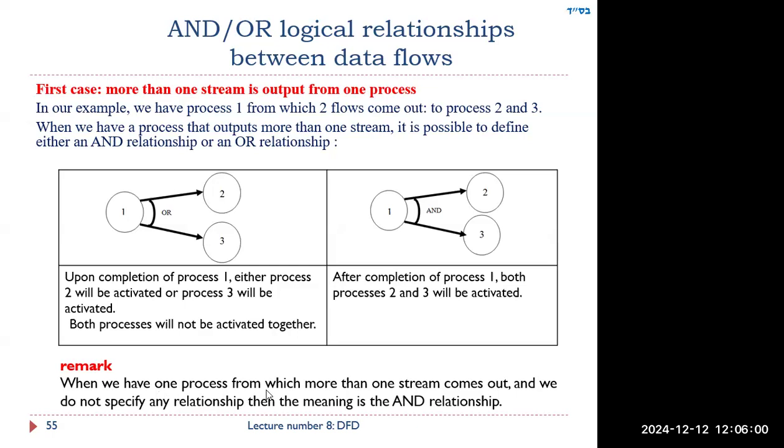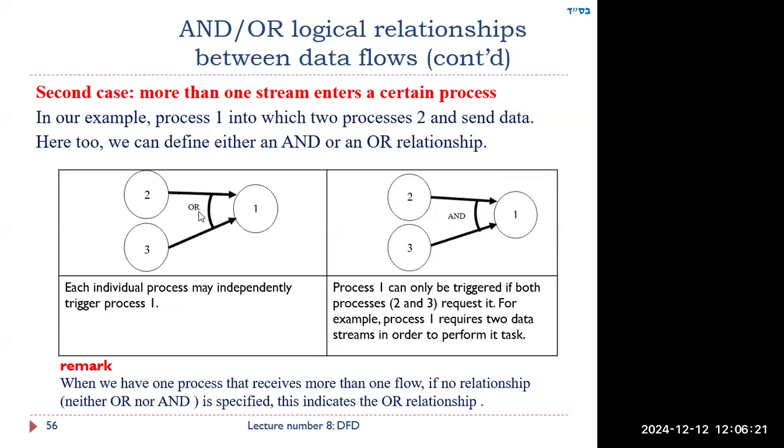When we have one process from which more than one stream comes out, and we forgot to specify the relationship, we didn't write and or or, then the meaning is and. In other words, if I wouldn't have written anything, it would be and. The and is the default.